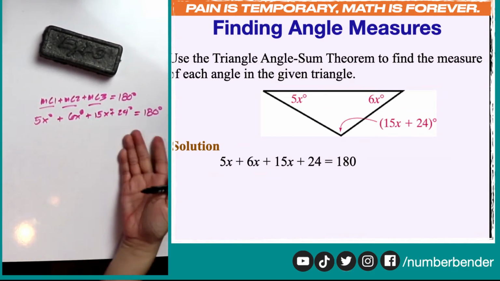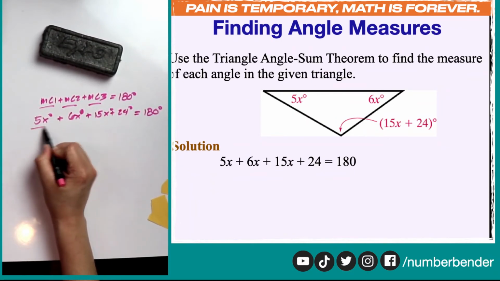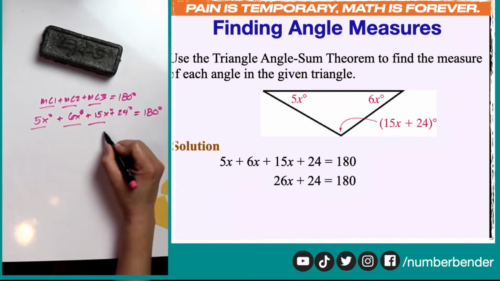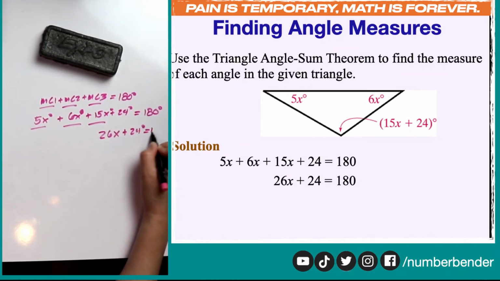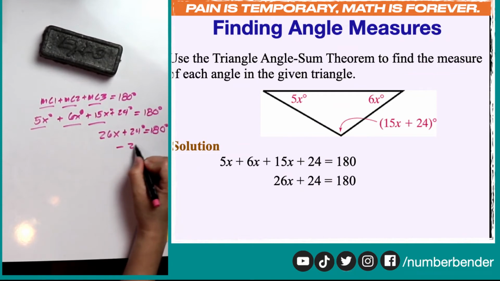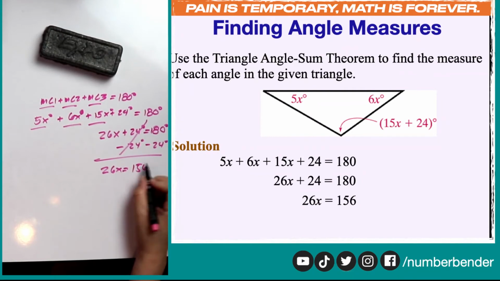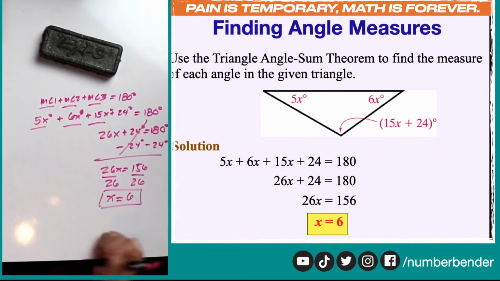And now we are seeing an algebraic equation. So by combining like terms, we're going to add this, this, and this, which will give us 26x plus 24 degrees equals 180 degrees. And by subtracting 24 on both sides, we'll cancel this and we'll have 26x equal to 156. And by dividing both sides by 26, x is equal to 6.